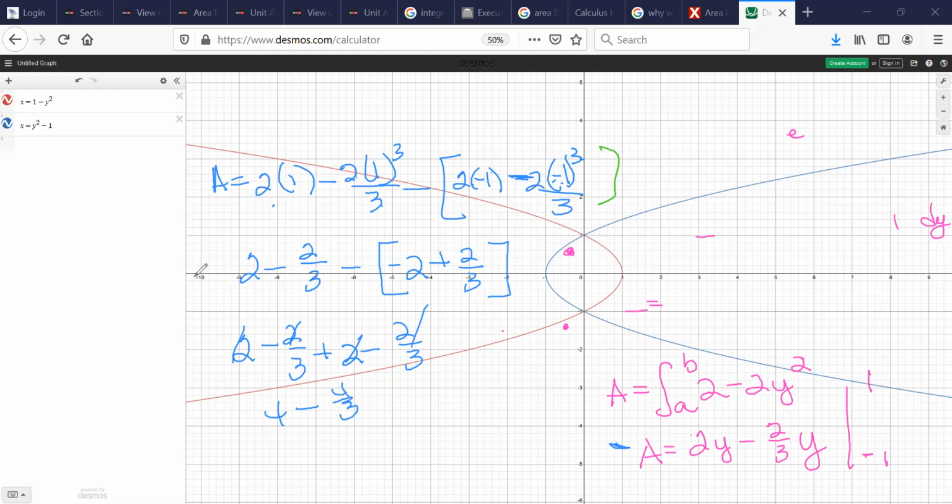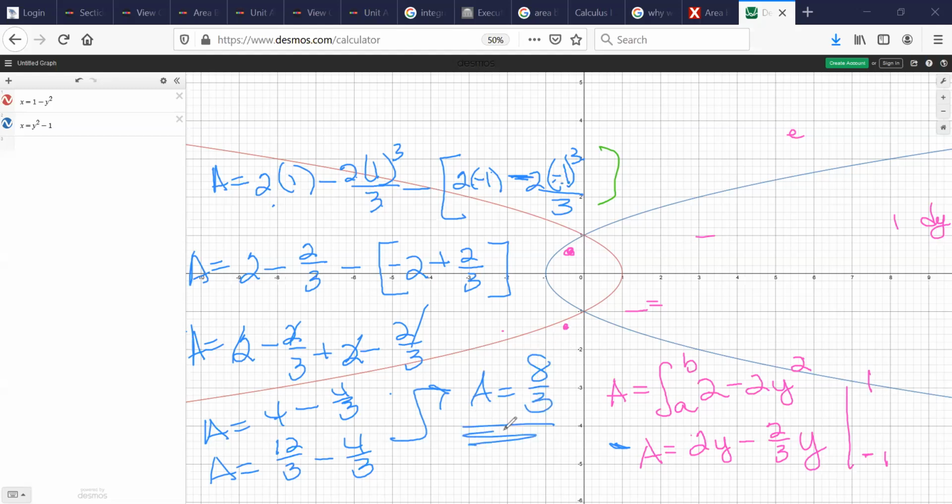So I'm going to change this 4 to 12/3. So that'll be 12/3 minus 4/3 for the area. And then that ends up being 8/3. And that's your answer right there.